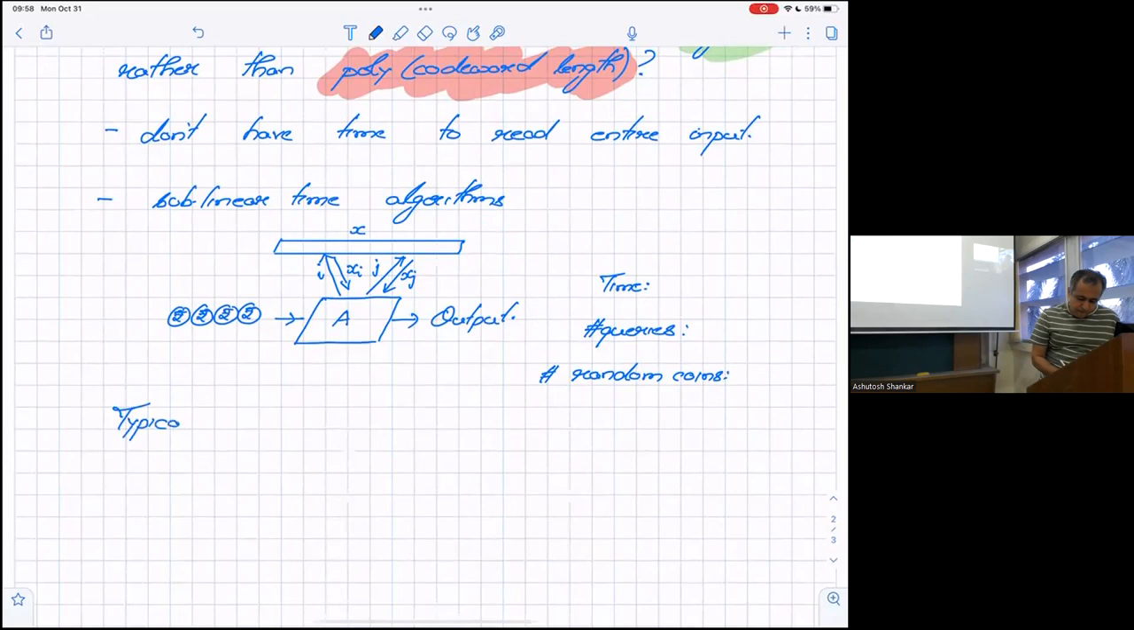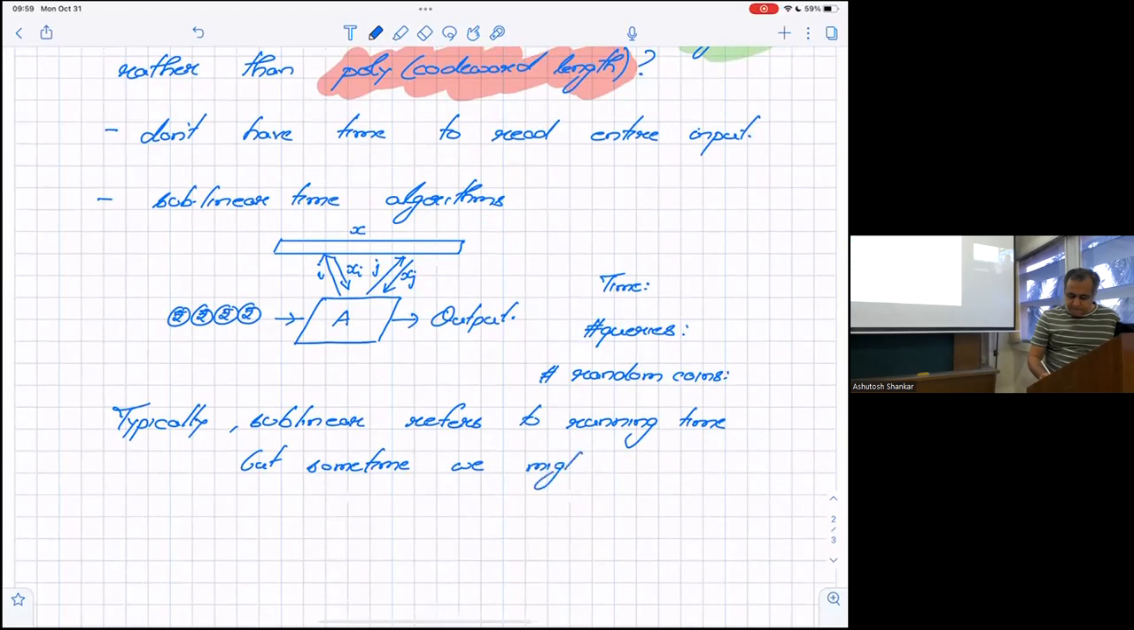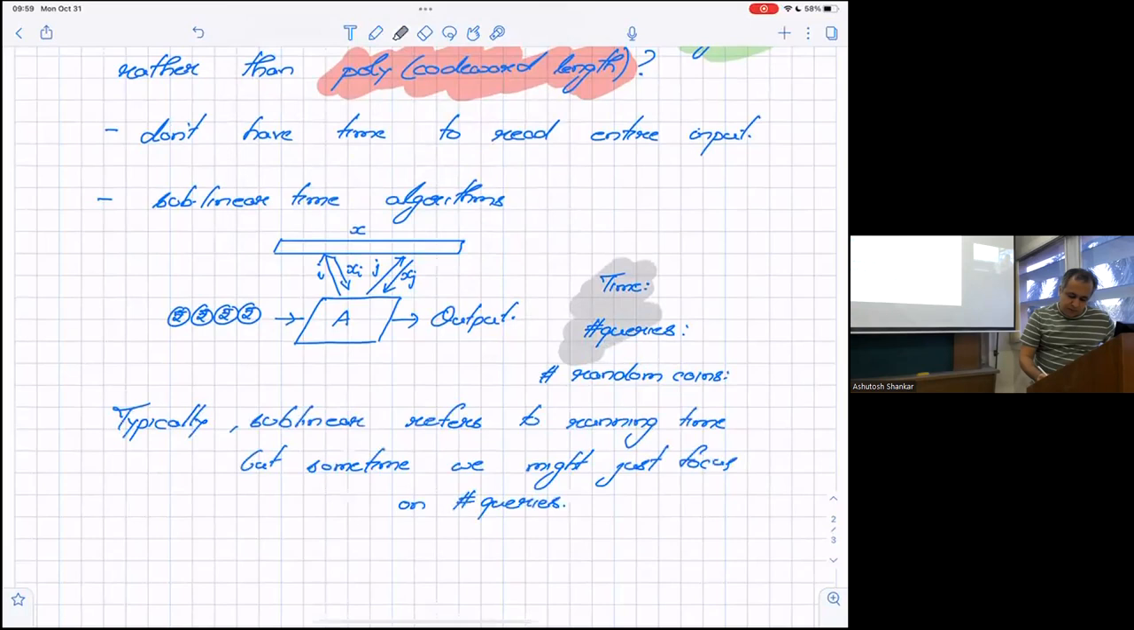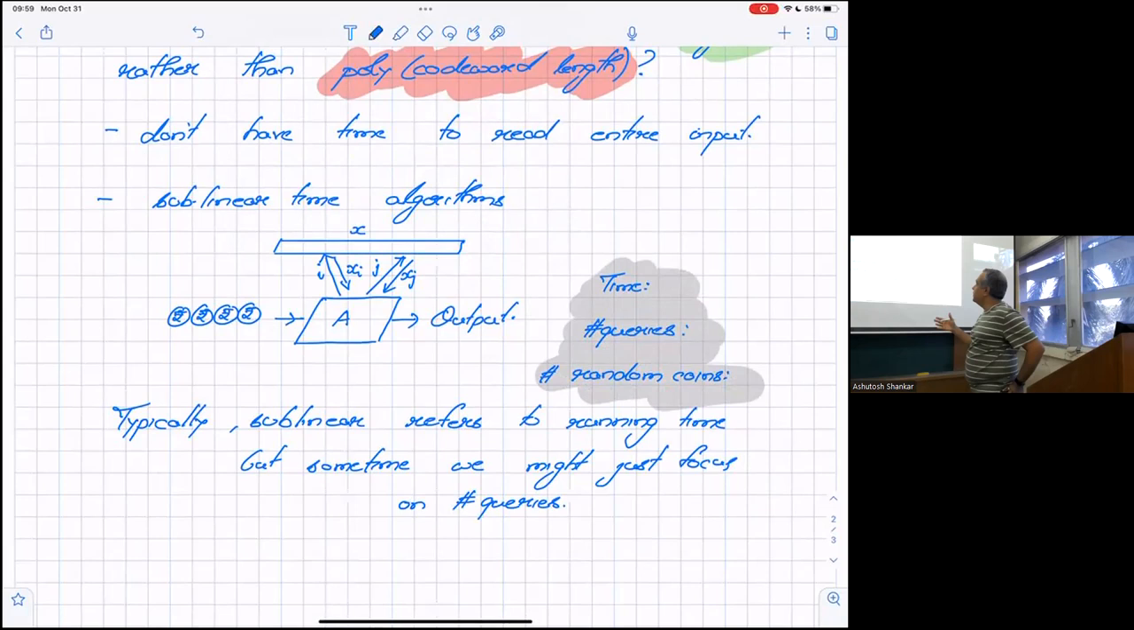Yeah. So typically sublinear refers to running time. Sometimes we may just focus on the number of queries being sublinear, with the algorithm possibly taking exponential time, or more than linear time in the input. All the algorithms we'll discuss in lecture today will be sublinear even in the running time. Notice that running time will always be an upper bound on the number of queries, because you can make only as many queries as the running time of the algorithm. But these will be much, much smaller than the input.